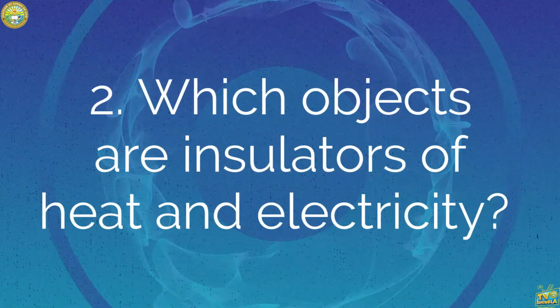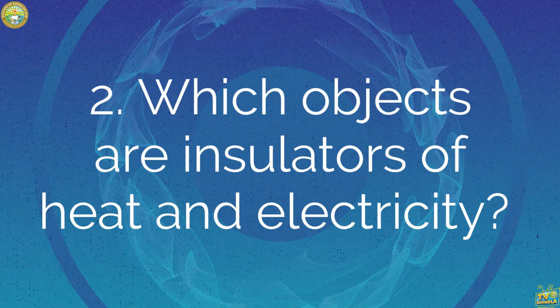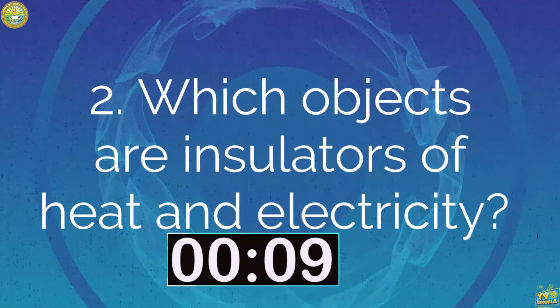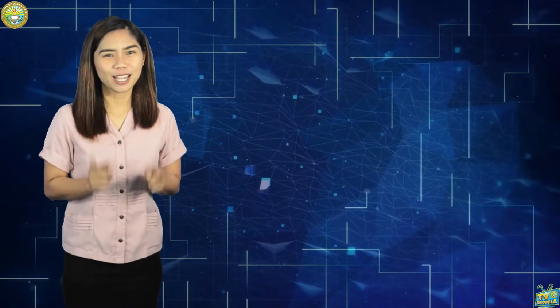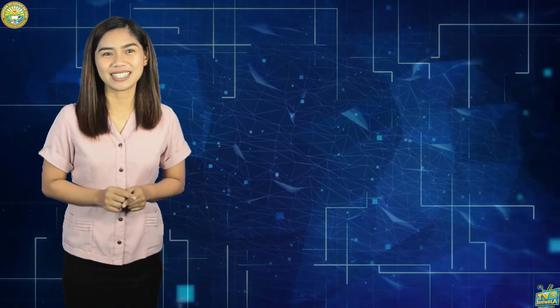Number 2. Which objects are insulators of heat and electricity? Did you get it? Let us proceed to another activity.